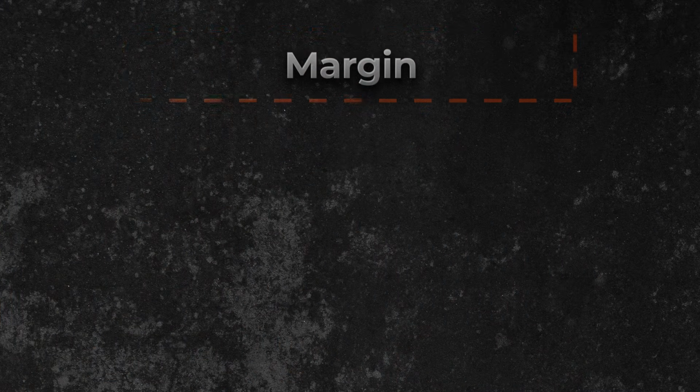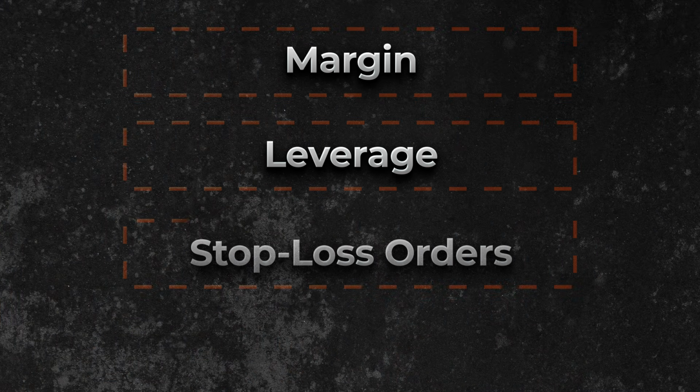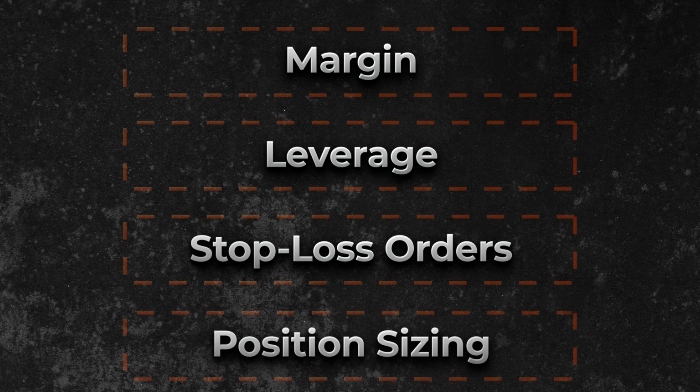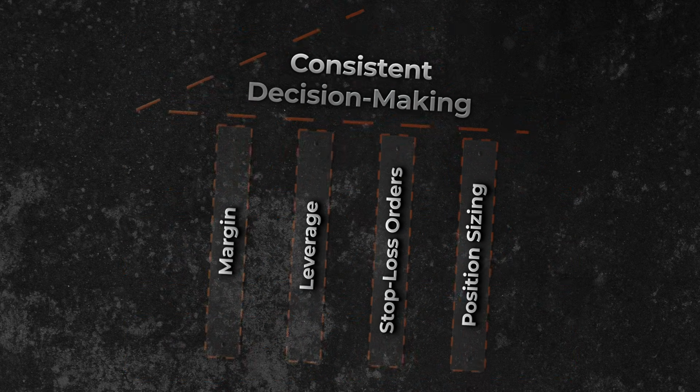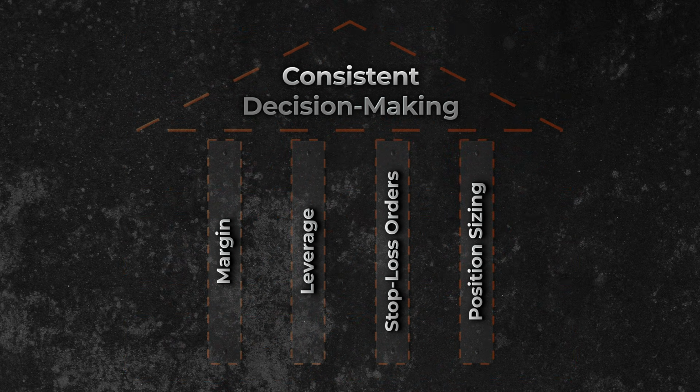In this video, we're going to walk through the 4 pillars of risk management in futures trading: margin, leverage, stop-loss orders, and position sizing, and see how they work together to support more consistent decision-making. If you're new to futures, here's a nugget of truth. Before you focus on strategy, you need to focus on risk.